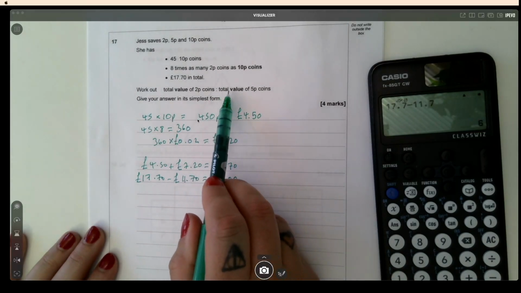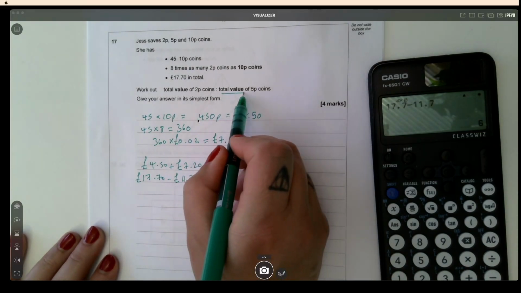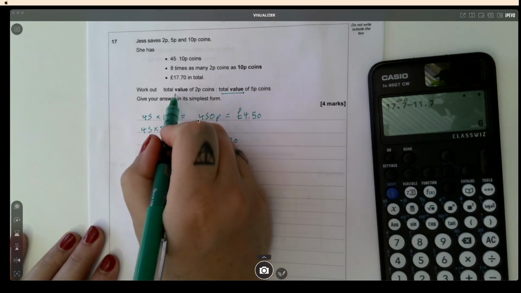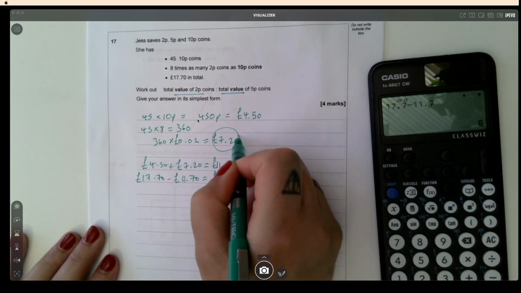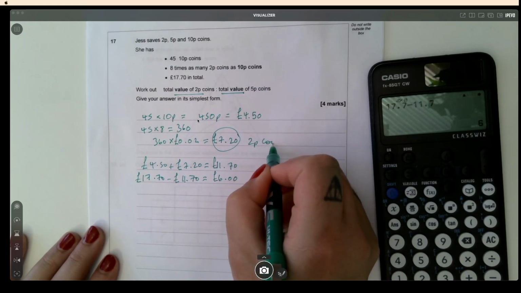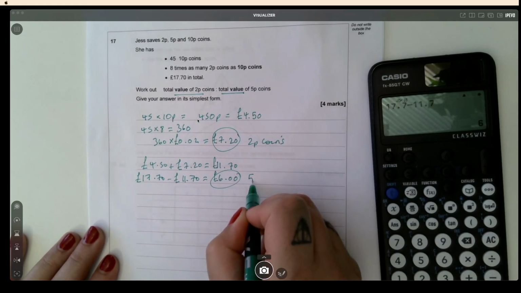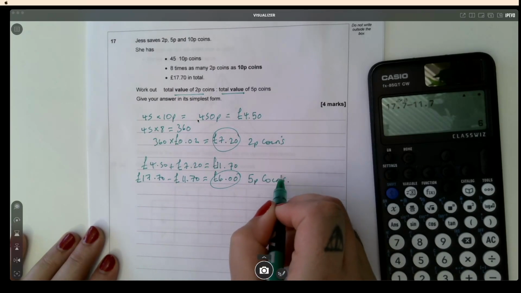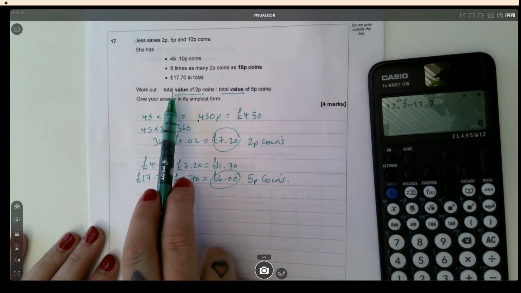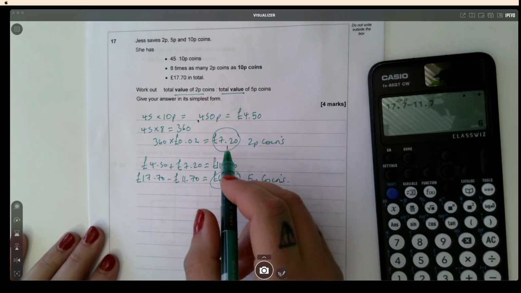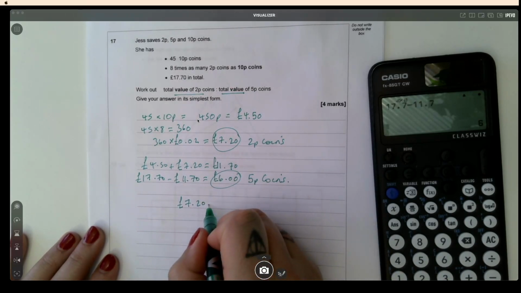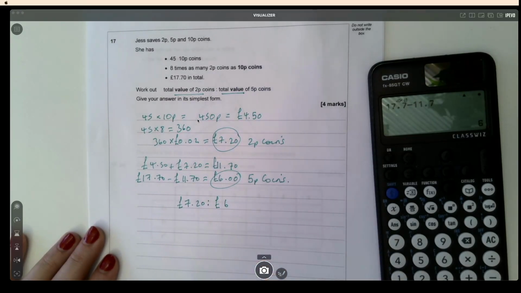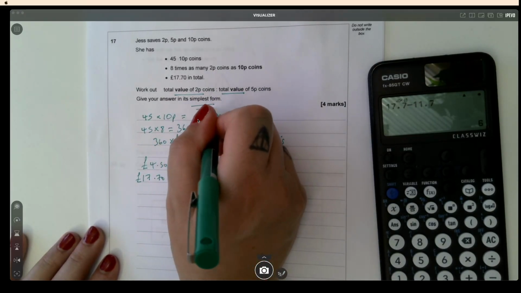Now, we don't need to know how many 5p coins. It just wants the total value of 5p coins and the total value of 2p coins. So this is our total value of 2p coins, and this is our total value of 5p coins. So we're going to write it in a ratio, the value of 2p coins to the value of 5p coins. So it'll be £7.20 to £6.